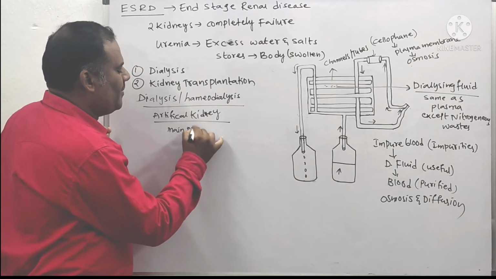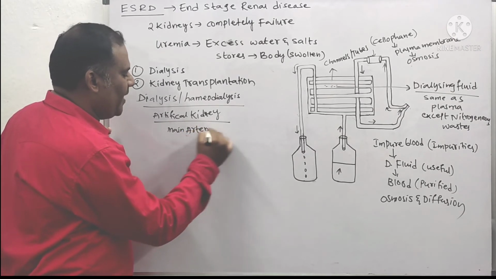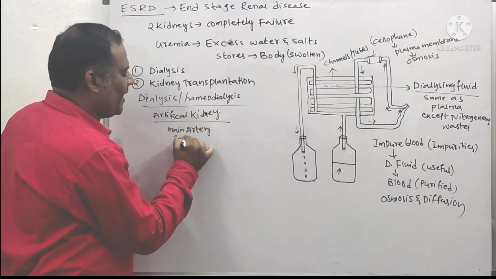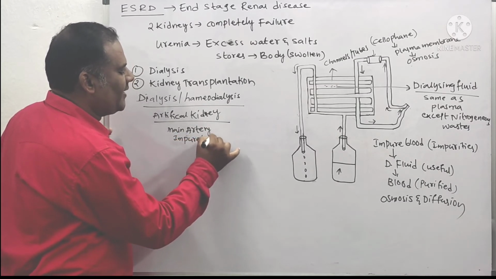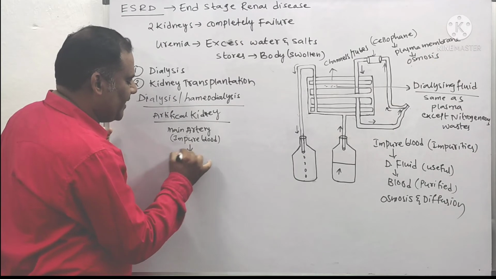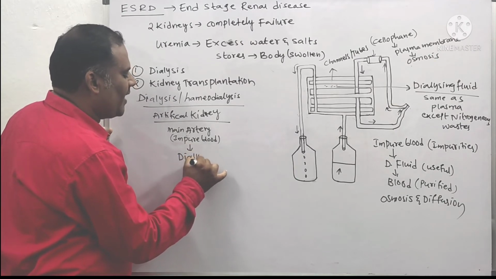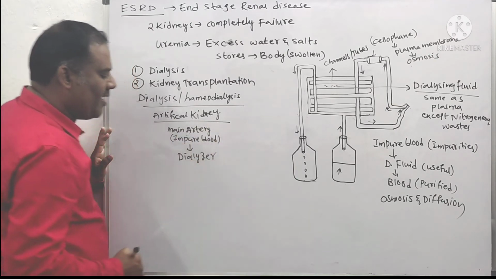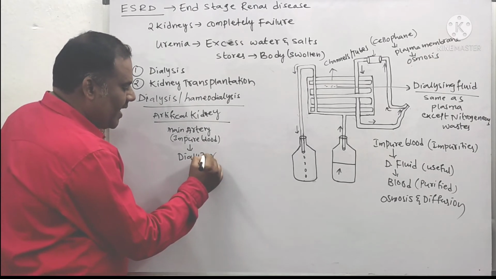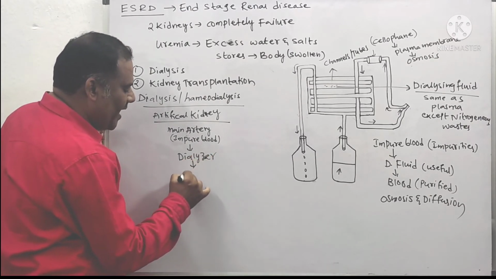From the main artery of a patient, the impure blood will be collected, and that impure blood will be sent into a machine called a dialyzer. And in the dialyzer, what happens?